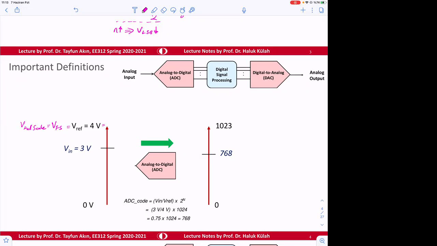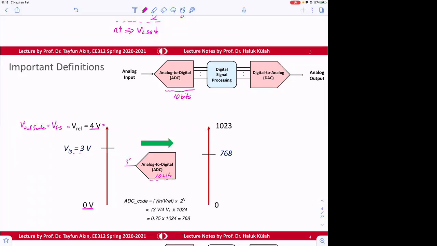Okay, so in this example, let's say this device is 10 bits. Just to get you familiar with the subject. So now we want to have a digital representation, an A to D converter, 10 bits. So how can we represent that signal in 10-bit resolution? If the voltage that we want to convert is between 0 volt and 4 volt, and the input here is 3 volt, okay?